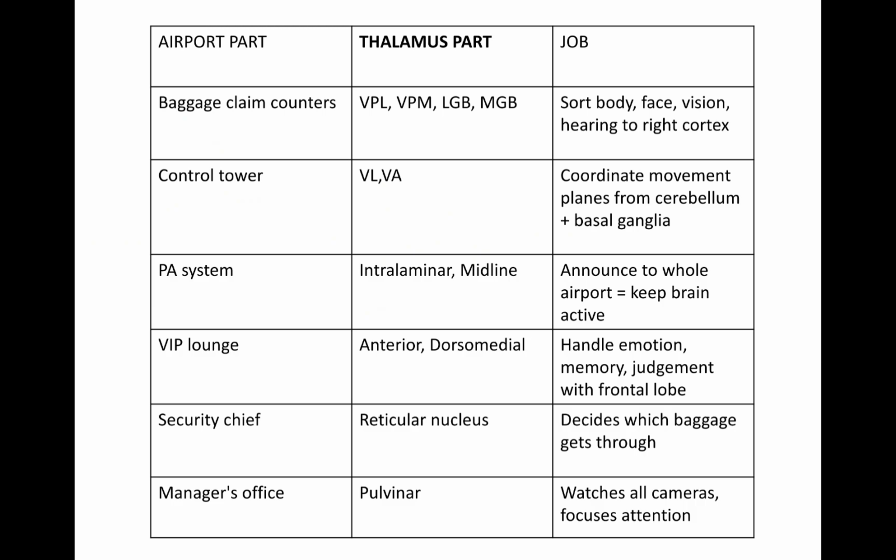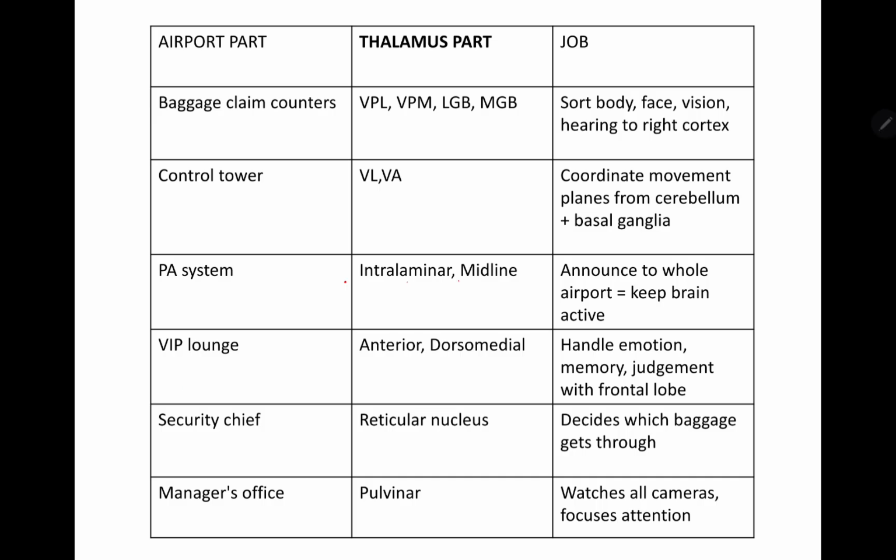Now the control tower of the airport. The thalamus part taking place here is the VL and VA. What is its job? Control tower job: coordinate movement plans from the cerebellum and basal ganglia. Now the PA system. Next, in the thalamus, that is the intralaminar and midline nuclei. What is the job here? It announces to the whole airport and keeps the brain active. So these two also announce to the whole body and keep the brain active.